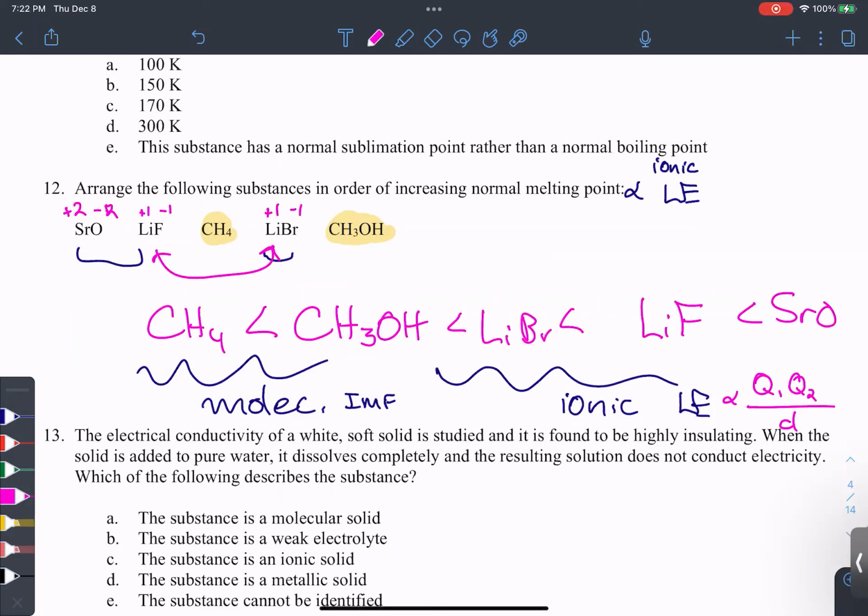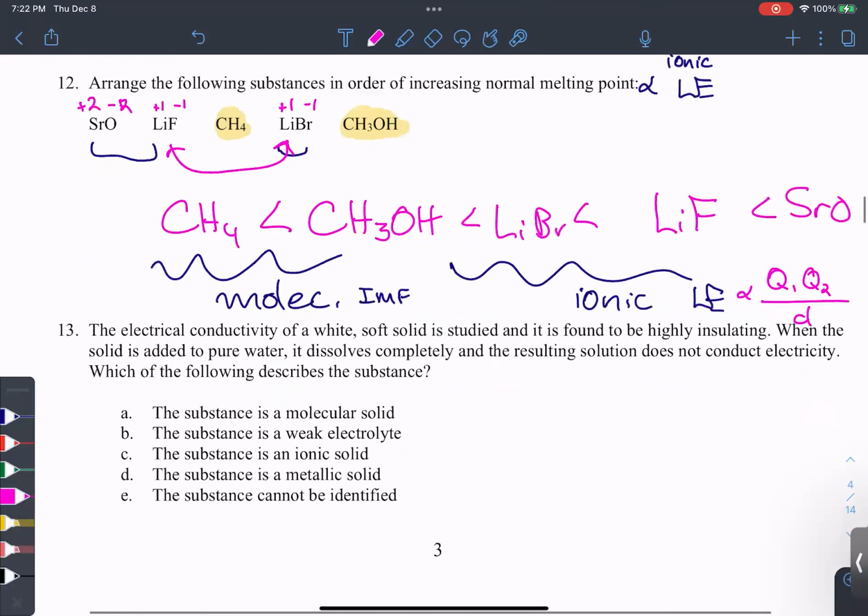Good. All right. So two things you need to know: ionic compounds have higher melting points than molecular solids. Molecular solids have the lowest melting points. Of the ionic, to trend melting points, you look at lattice energy. We already know how to do that. For molecular, typically you look at IMFs, just like we did for boiling points. Okay, cool. All right, next one, 13.